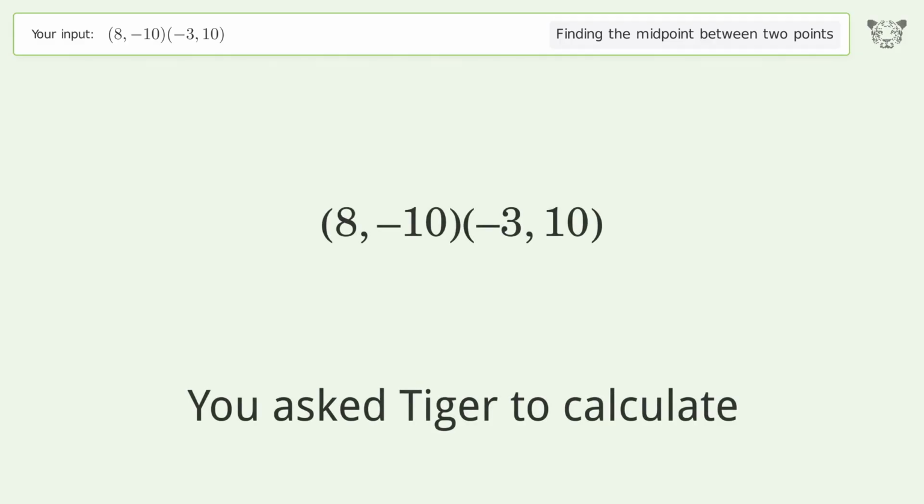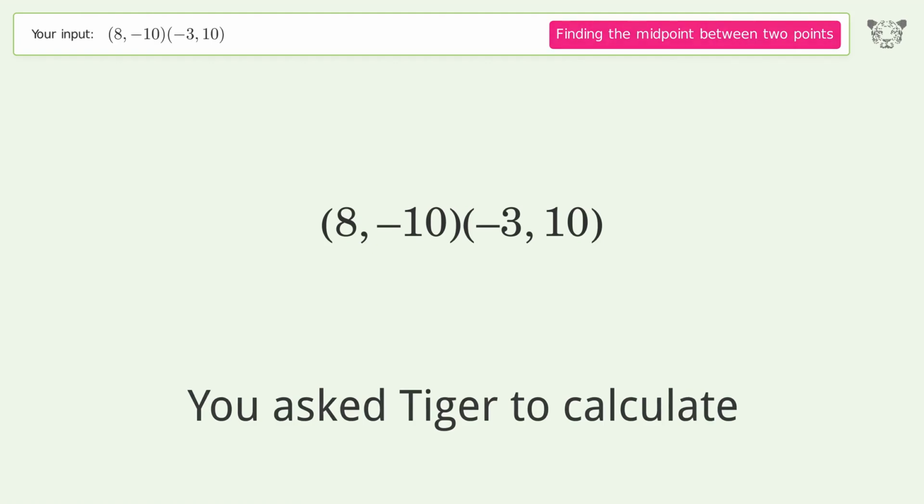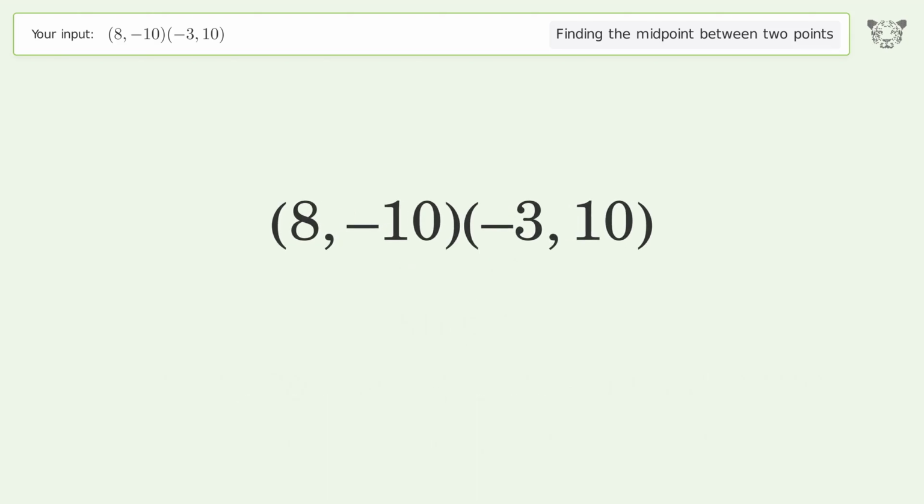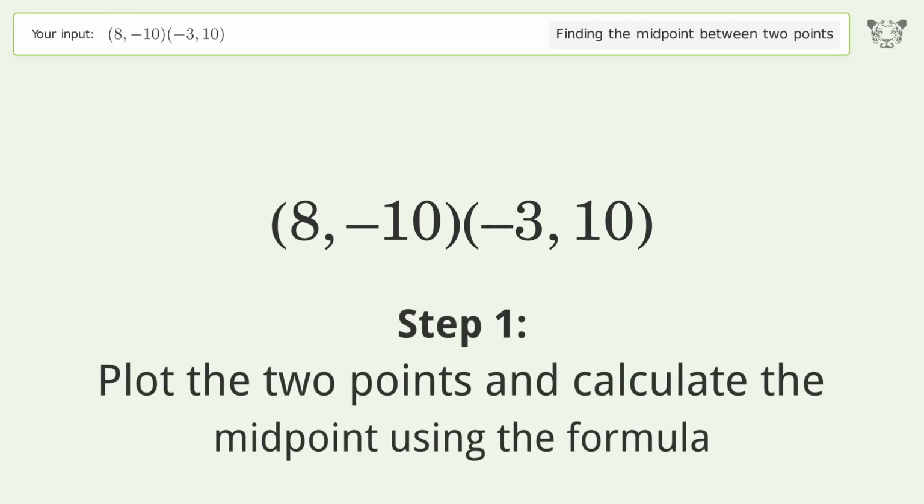You ask Tiger to calculate. This deals with finding the midpoint between 2 points. The midpoint between the 2 points is 2.50. Let's solve it step by step. Plot the 2 points and calculate the midpoint using the formula.